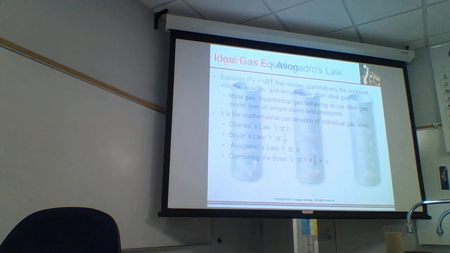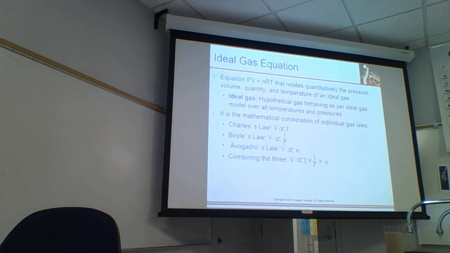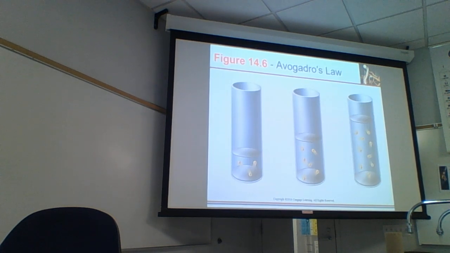So we can do some simple stoichiometry with gases. For example, if I have 5 liters of oxygen, how many liters of hydrogen will I need to react with it? Okay, 10 liters. I need twice as much hydrogen. If I have 5 liters of oxygen that completely react, how many liters of H2O gas will I generate?